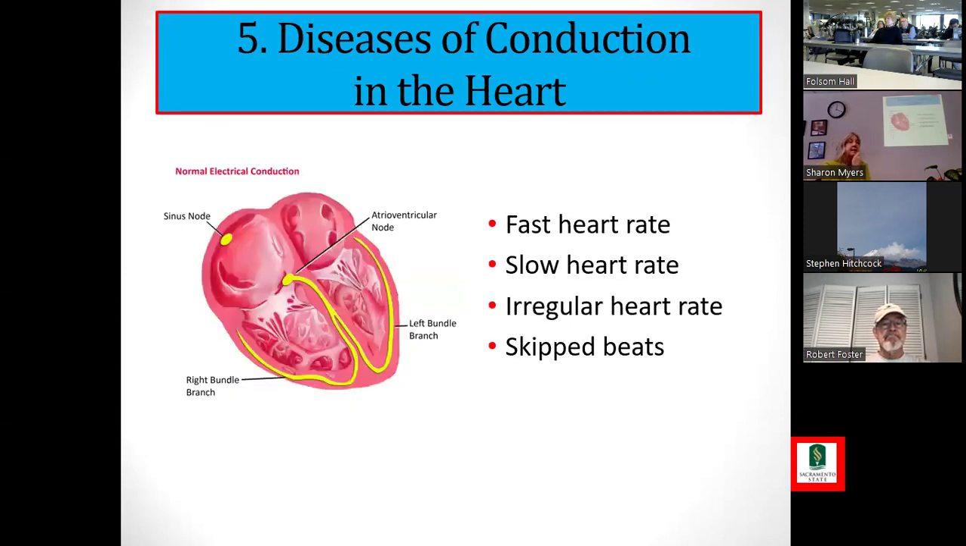So, diseases of the conduction of the heart, and you were talking about SVT, so we'll talk a little bit about that. Just like your house, the heart has an electrical system. And just like your house, sometimes your electrical system goes haywire, doesn't it? Sometimes it doesn't work. Sometimes you've got lights flashing, all sorts of things.